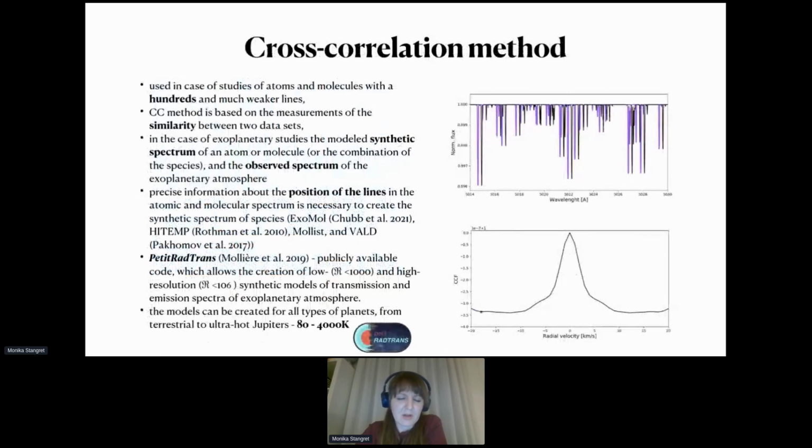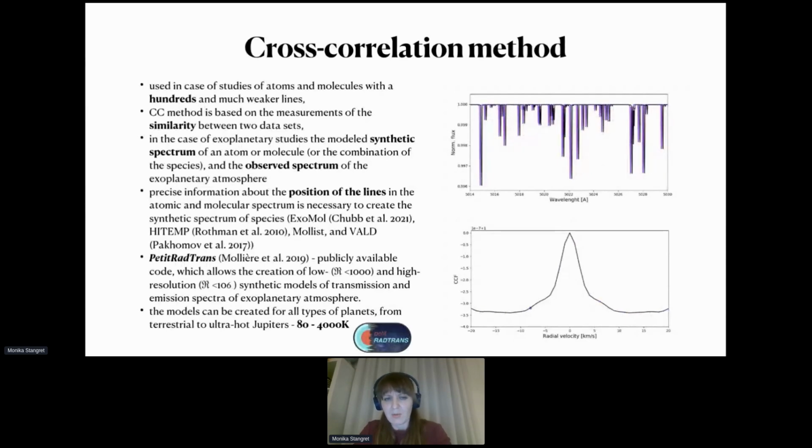The other method is really similar. It's also a transmission spectroscopy method, but it's focused on atoms and molecules which have many more lines, especially like iron or water or CO. And in this method, we use the residuals, the signal that we have minus the star, and we cross-correlate the models with the residuals. The important thing is to have precise, line-by-line modeling. And for this, we are using an amazing code, petitRADTRANS, written by Paul Mollière.